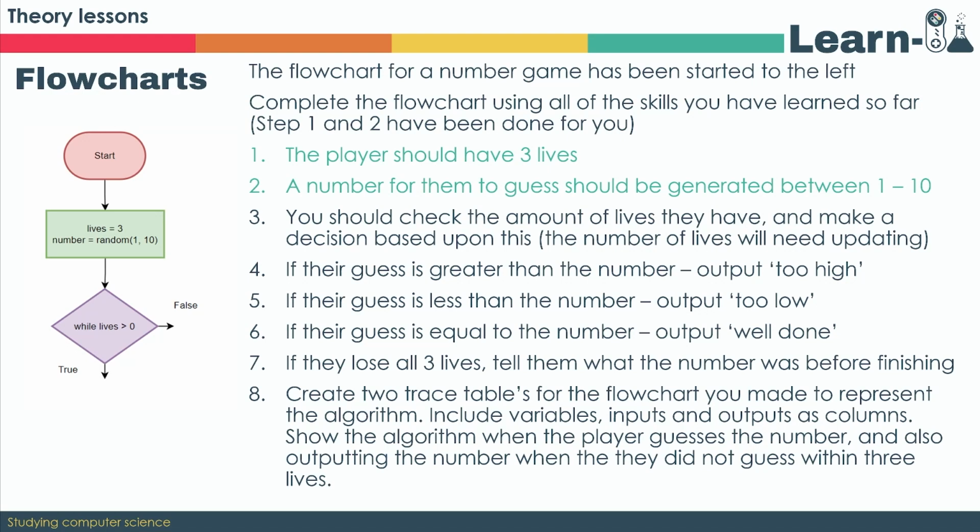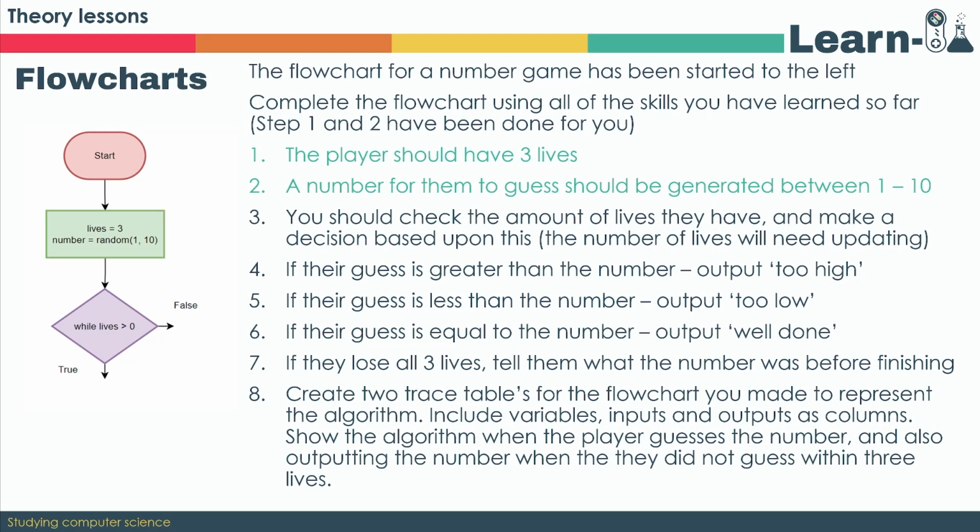And then if that number is greater than the number, you're going to tell them that they are too high. If their number's less than that number, you're going to tell them that its output is too low. And if their number is exactly what they want, you're going to say well done and give them a pat on the back. Okay. Obviously, as I've said on step 3, the number of lives is going to need updating.